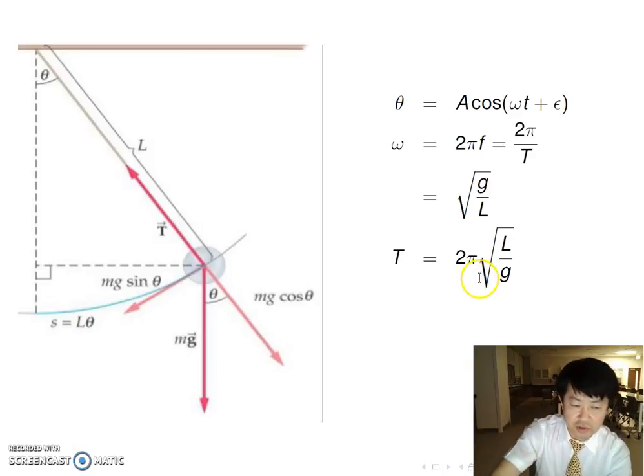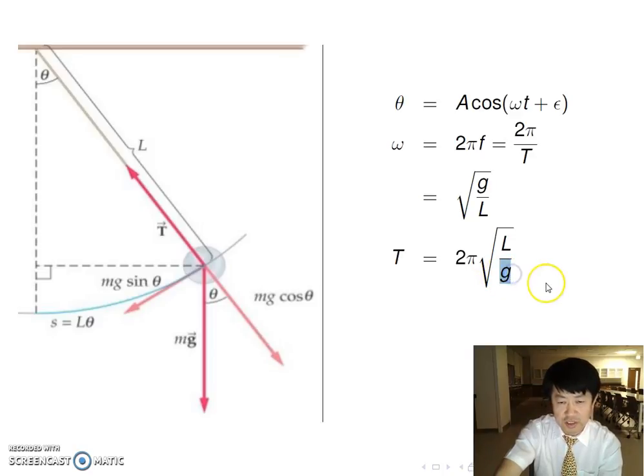Another case: say you brought that clock to the moon. The mass of the moon is much smaller than that of the Earth. So g will be smaller, which means T will be larger than on the Earth. So your pendulum clock will go slower if you bring it to the moon.